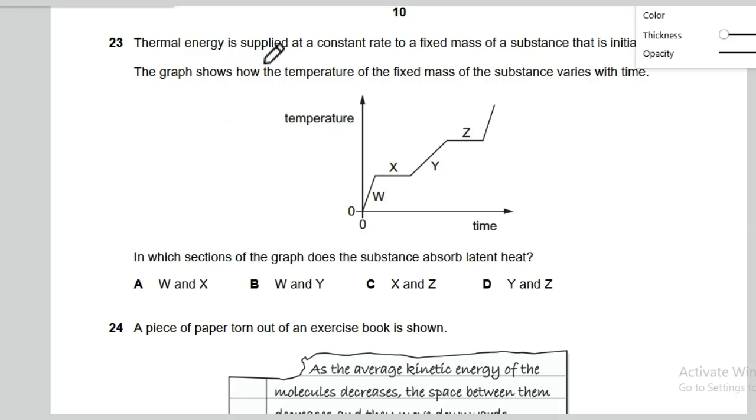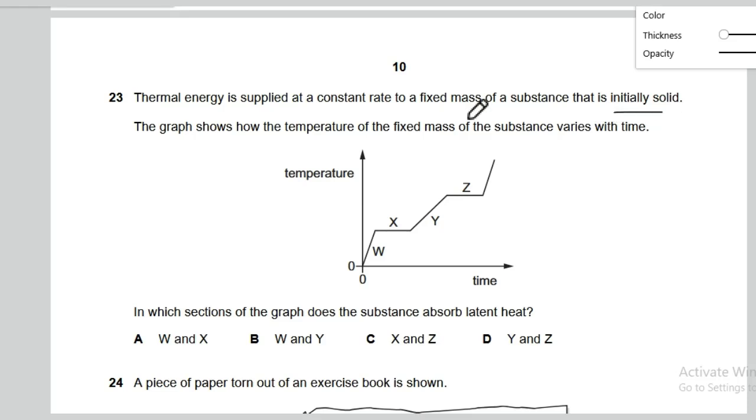Question 23. Thermal energy is supplied at a constant rate to a fixed mass of a substance that is initially solid. The graph shows how the temperature of the fixed mass of the substance varies with time. In which sections of the graph does the substance absorb latent heat? Now we know that when a substance absorbs latent heat, the heat is used to change the state of the object and the temperature will remain constant. From the graph we can see that the temperature is constant during X and Z. Therefore option C is the answer.